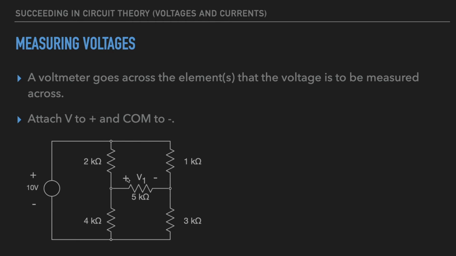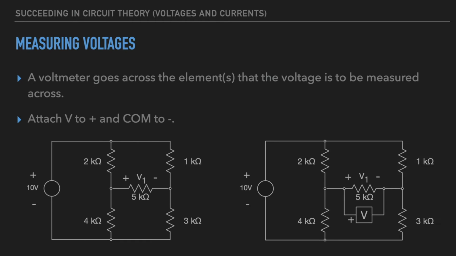So we're going to put our voltmeter across here. Here's the drawing of what we'll do. So positive end of the voltmeter goes to the plus end, minus end of the voltmeter will go to the minus end, and whatever that voltmeter reads, including its polarity, that's what V1 will be.